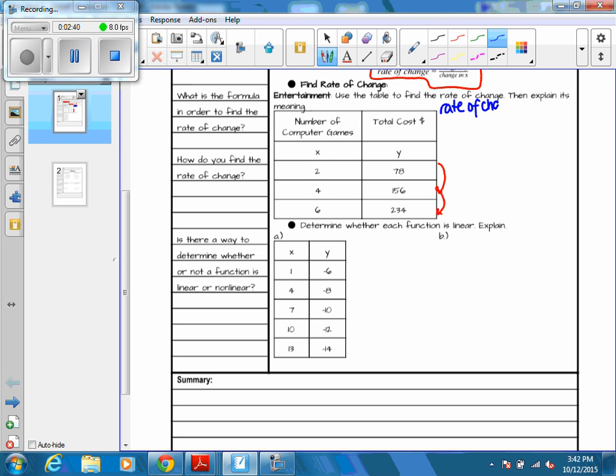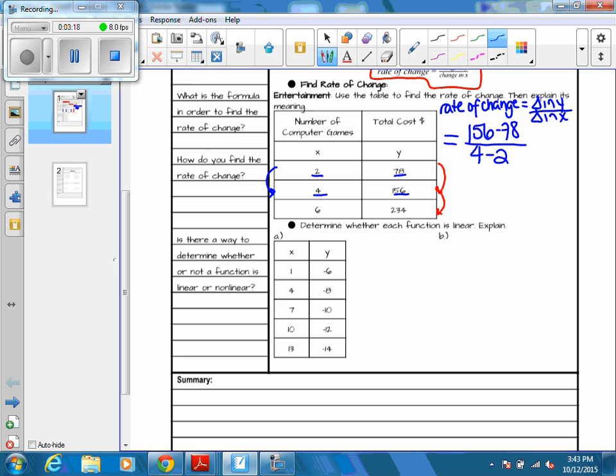my rate of change is equal to the change in y, that's what that triangle means, over the change in x. So, let's make that an equation. Let's talk about the difference between 156 and 78. So I have 156 minus 78, that was my y value, the change from 78 to 156, over the change in x, so from 2 to 4. How did I get from 2 to 4? So on the bottom I want to subtract 4 minus 2.